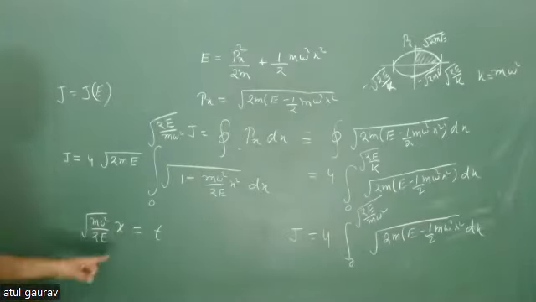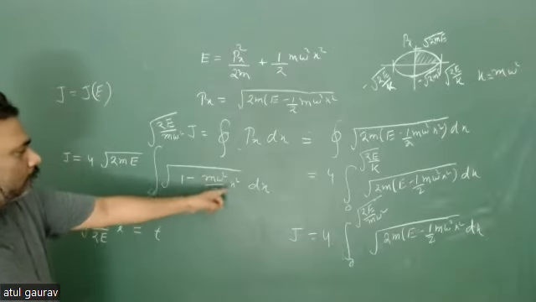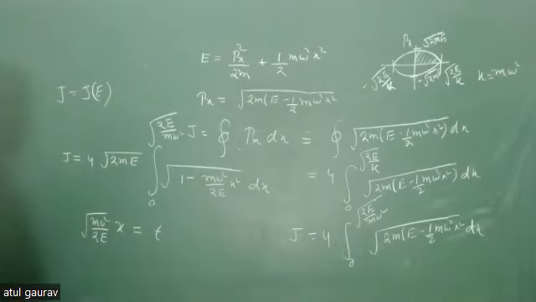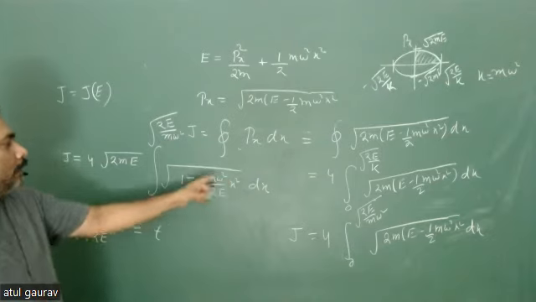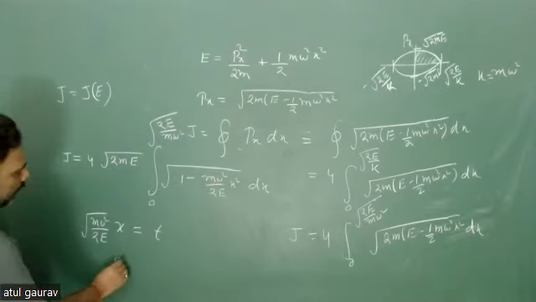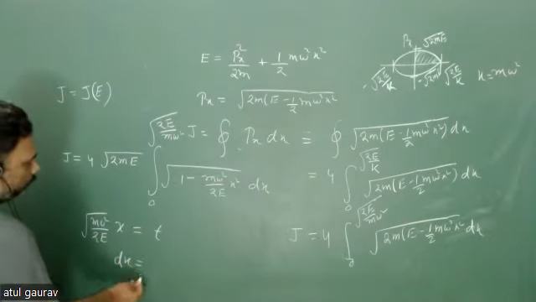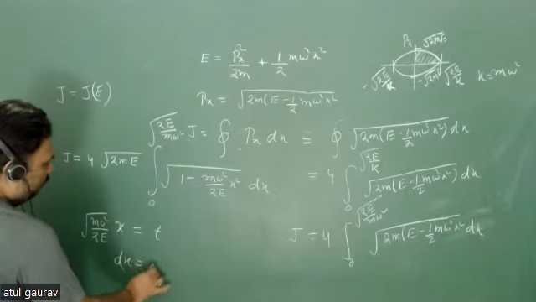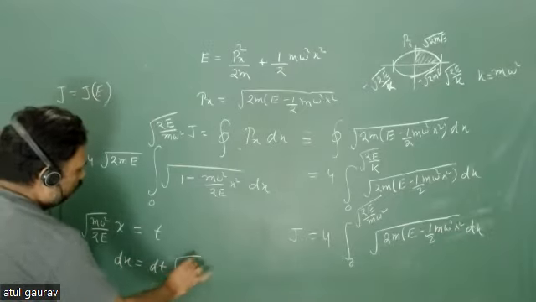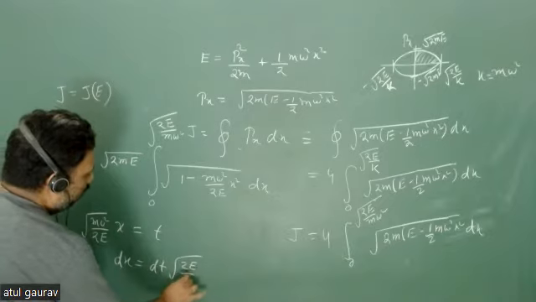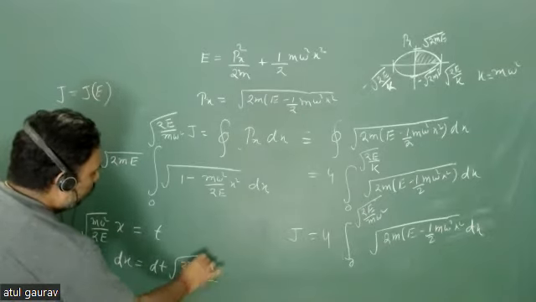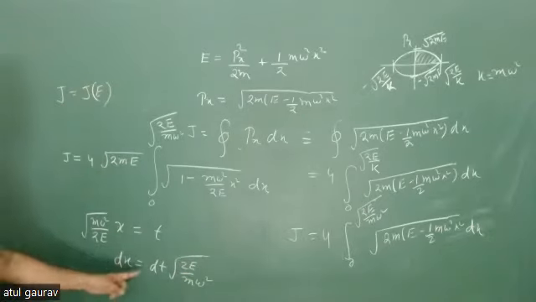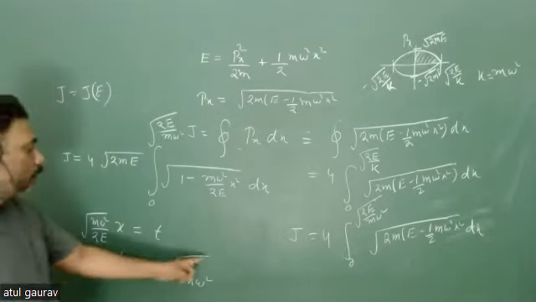ठीक है ना? And now here you can see this whole thing I can write as t square, isn't it? Look at it very carefully. है ना? इस पूरे चीज को आप क्या लिख सकते हो? t स्क्वायर लिख सकते हो. So now I can find my dx is equal to basically dt root under 2E upon m omega square. So dx is equal to dt root under 2E upon m omega square.